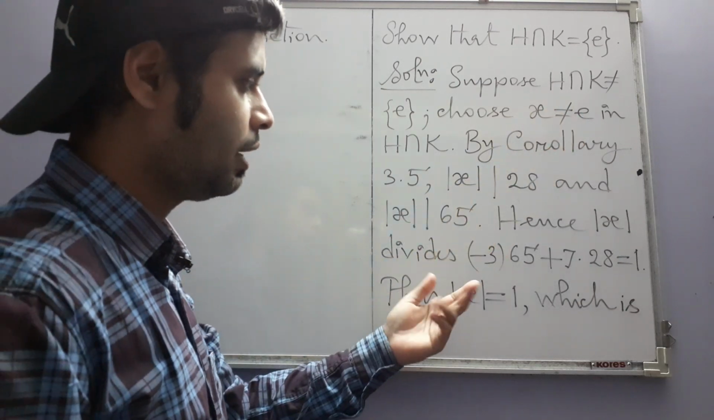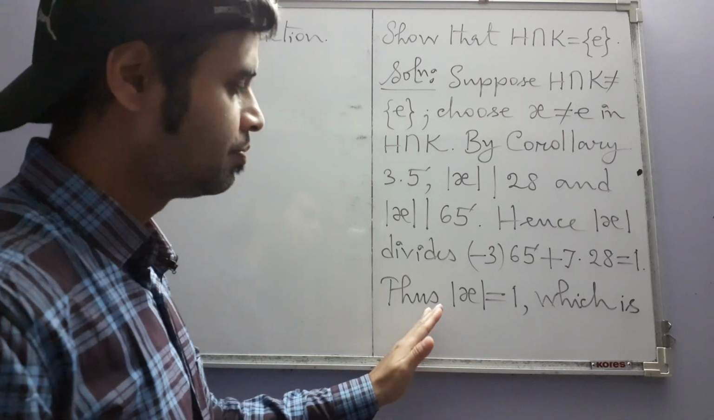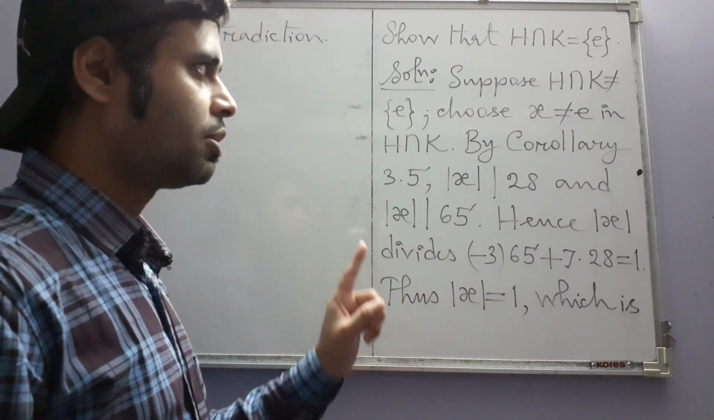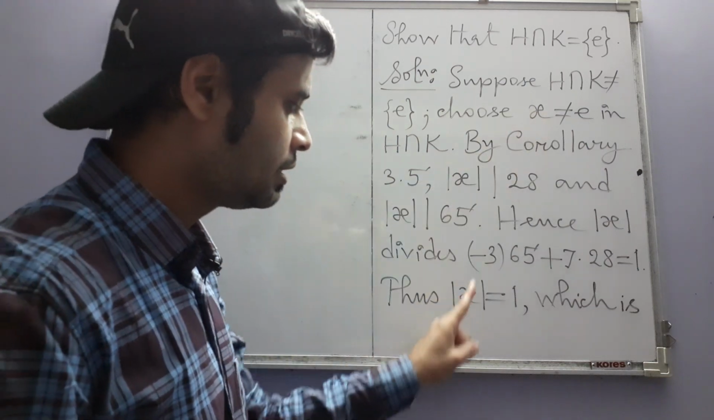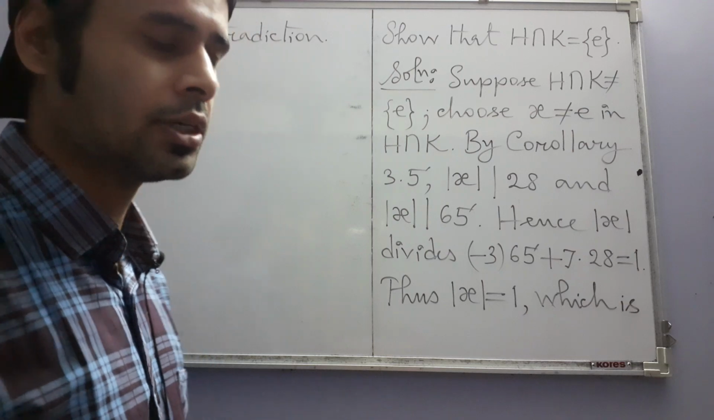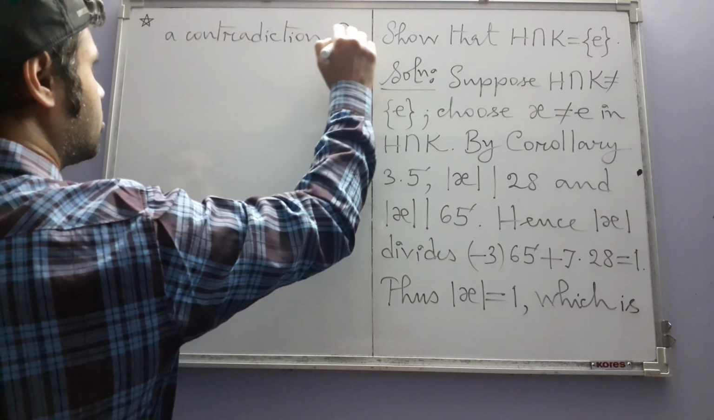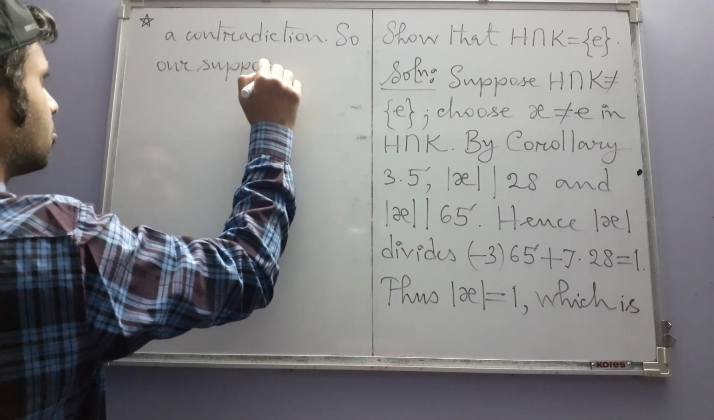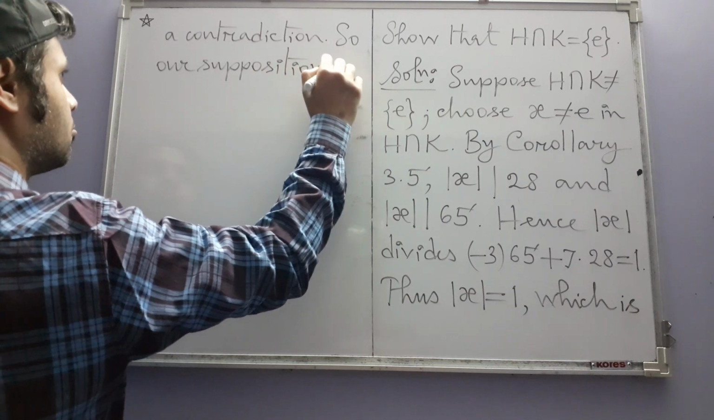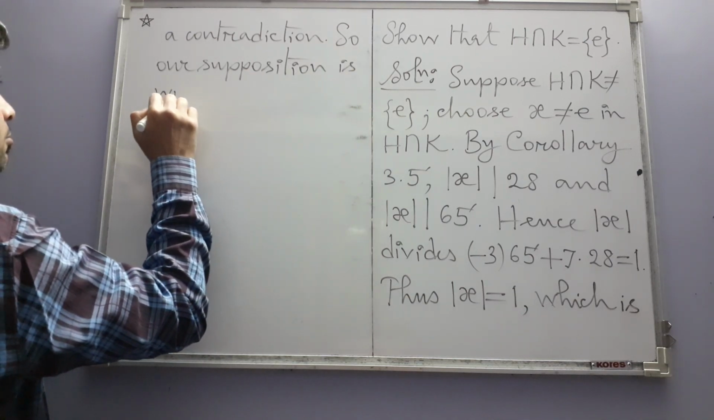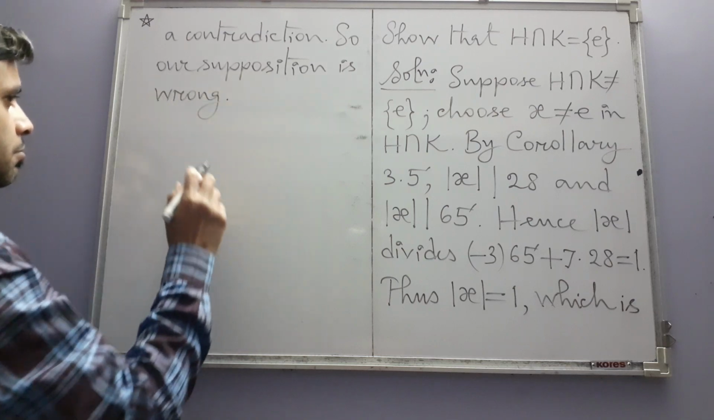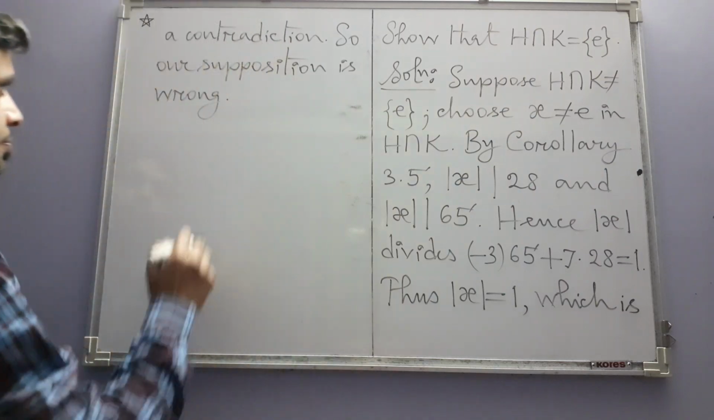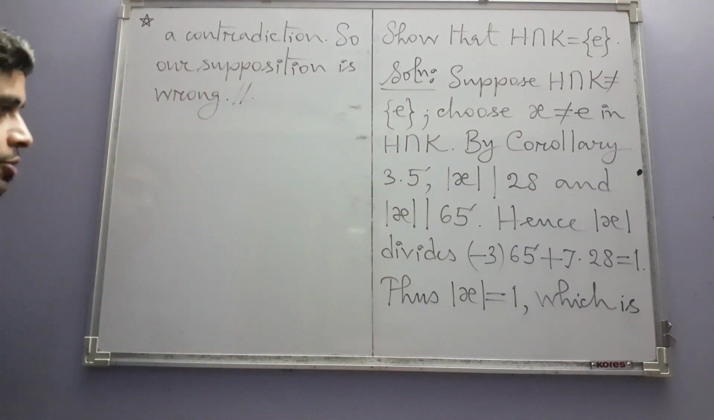We know that in any group, finite or infinite, no matter what the type of the group is, the identity is the only element of order 1. A non-identity element cannot have order 1. That is the contradiction. So our supposition is wrong. And that's it. That means its negation is true, which is the claim, and here the solution ends.